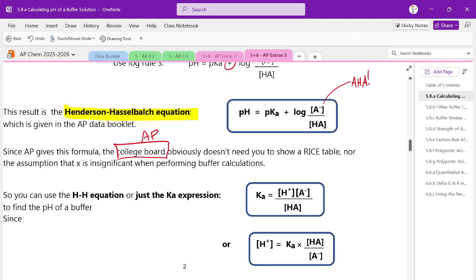So you can use the Henderson-Hasselbalch equation, or you can even just use the Ka expression and chuck everything in there and solve. Because really, you can just say, I want to find H. H is equal to Ka times HA over A.